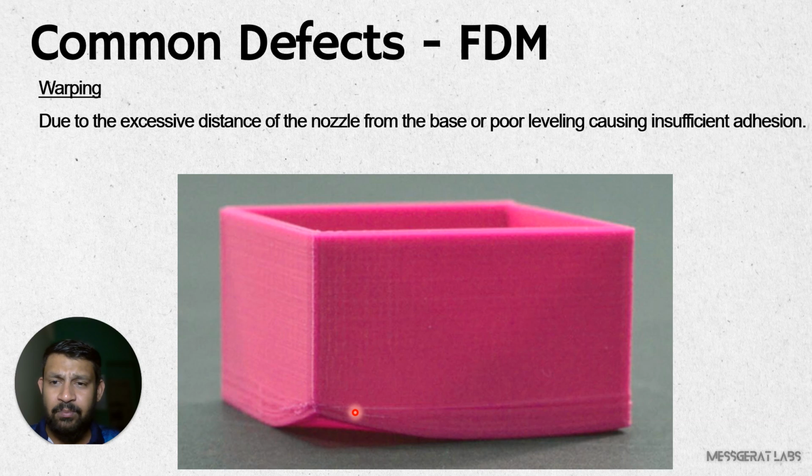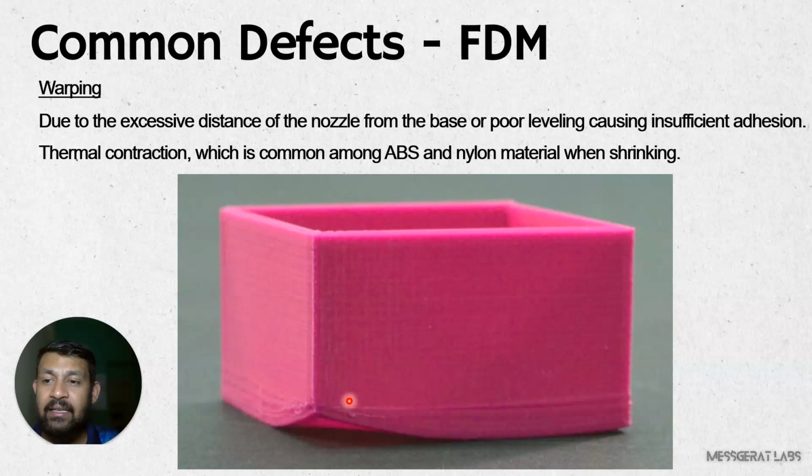Now, the basic cause of warping is poor adhesion to your base plate. When we are printing FDM components, we are printing on a base plate. Whenever the part does not stick properly to the base plate, the adhesion is not proper, then because of these thermal stresses, it may end up curling up or warping. So warpage is a very basic defect that we see due to thermal contraction.